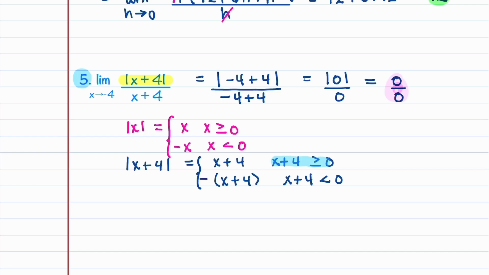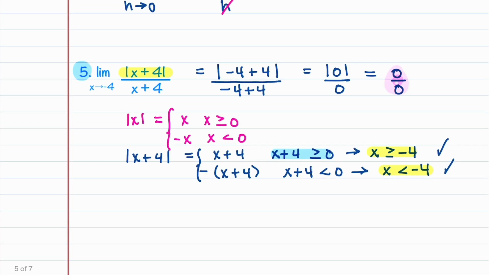Let's now see what this piece is equal to. Let's bring the 4 to the right. So this is just x is greater than or equal to minus 4. And then this piece is x is less than minus 4. I'm going to highlight these because we're going to need that. We're going to break up this limit into our left-hand piece and then our right-hand piece.